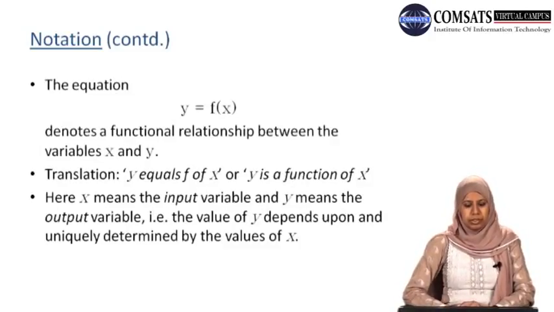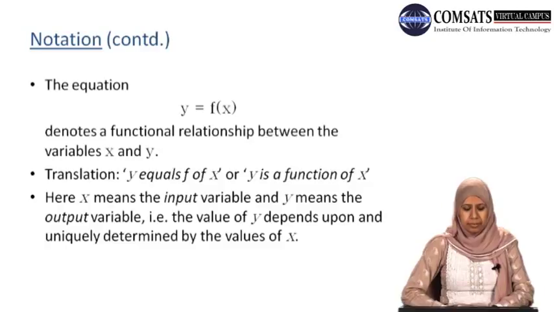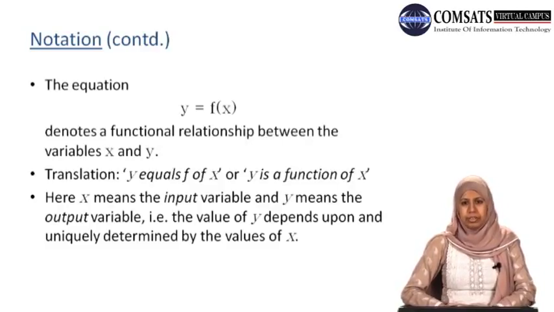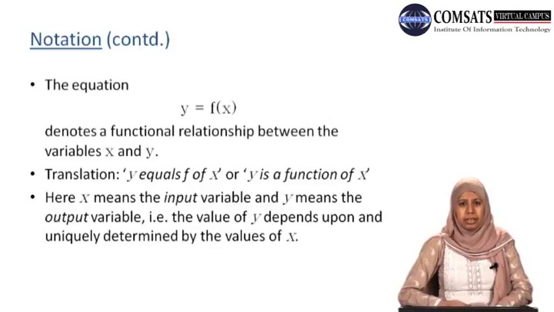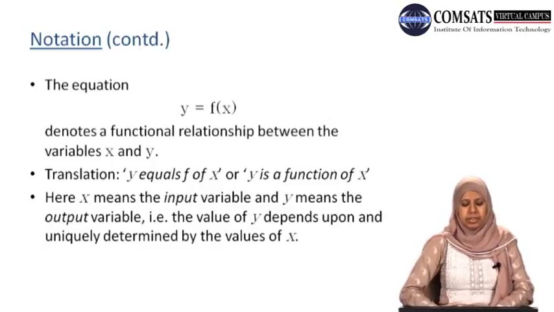Now the equation y equals f of x denotes the functional relationship between two variables x and y. That is, we say y equals f of x, or y is a function of x. Here f is the rule which assigns the input values x to the output values y. That is, x is the input variable, the rule which describes the relation between input and output is f, and the value of y depends upon and is uniquely determined by the values of x according to the rule f.